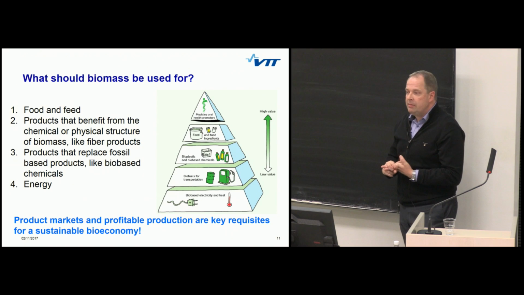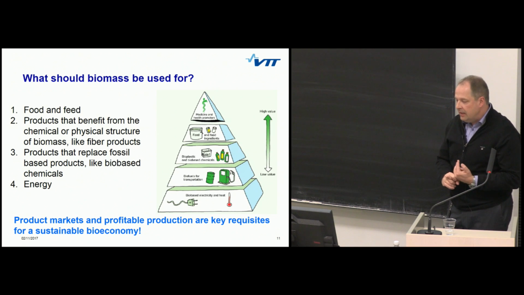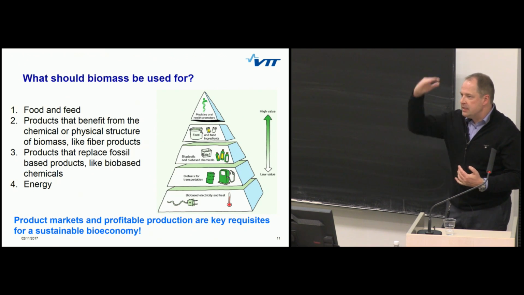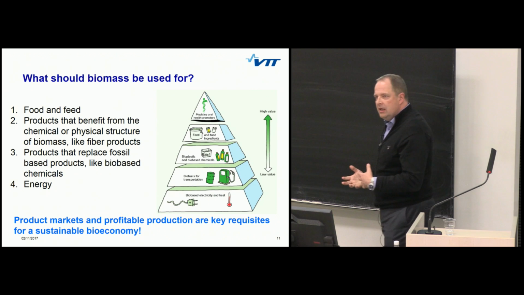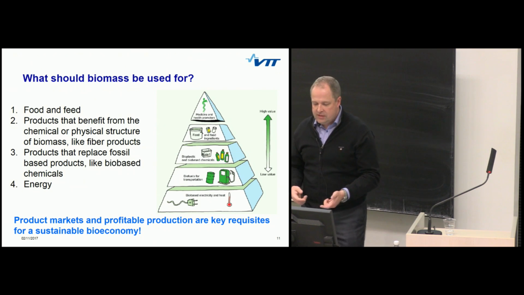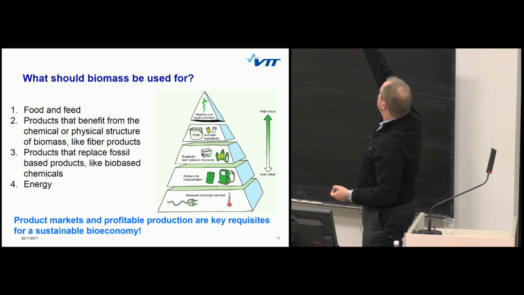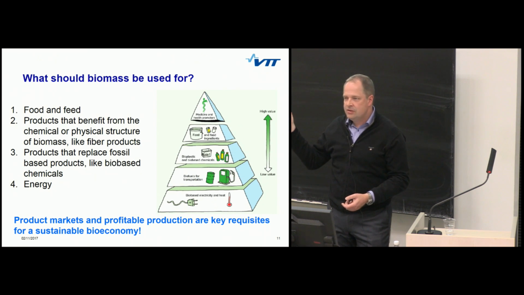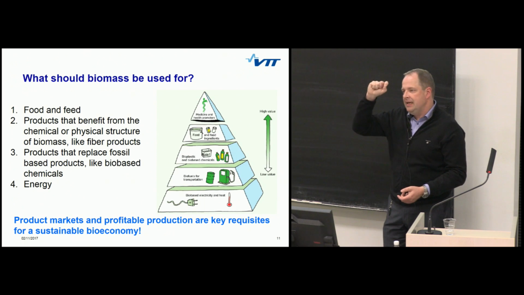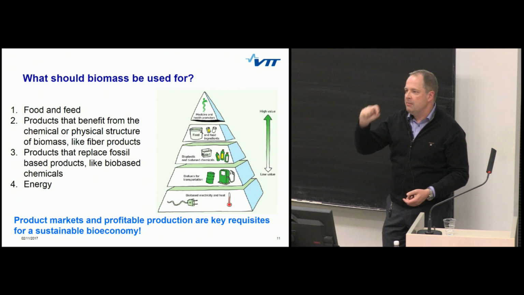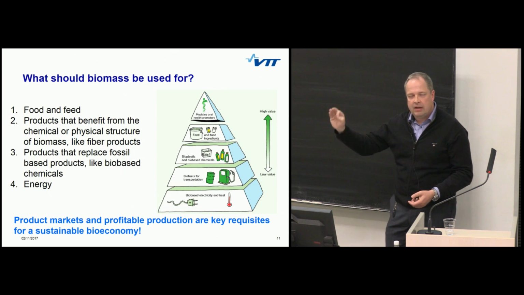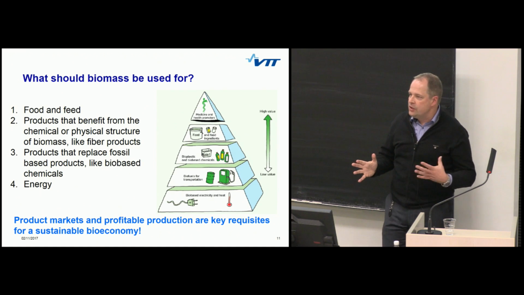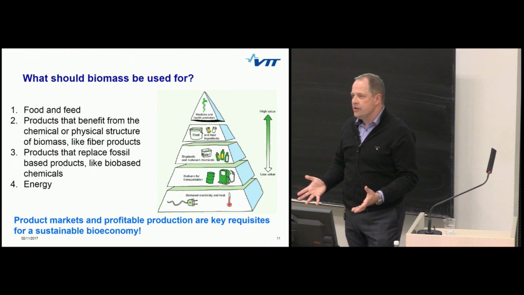And then to products that replace fossil-based products. You know, replace plastic, replace certain chemicals with biomass. And then for energy. But energy is the lowest ranking in that hierarchy. And it's not only because we want it to be so, but if you start looking at the pyramid, the higher up you go, the better price you get for your biomass. So you try to optimize the revenue that you get from your biomass by striving for higher value products. And the things that you cannot use for higher value products, then you will use for energy.